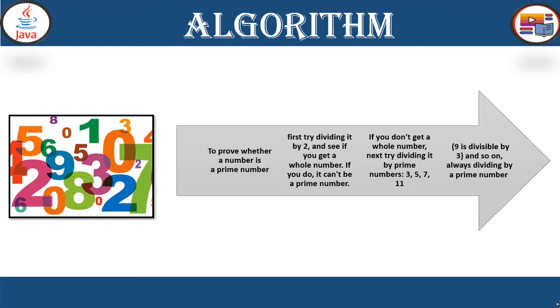So we have an example that there are some other numbers which look like a prime number because it is not divisible by 2. So we have to keep dividing and check for the prime numbers by dividing by the next prime numbers and always dividing by a prime number.